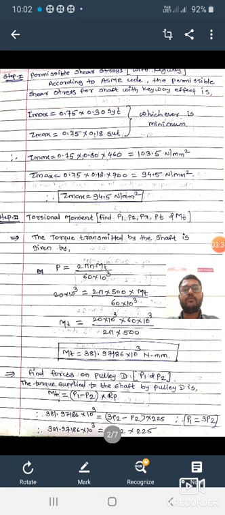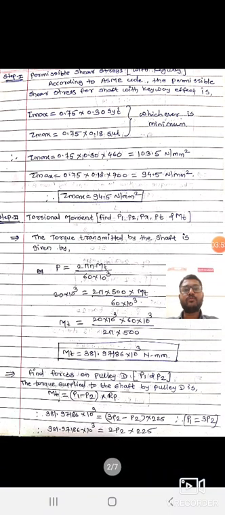Then let us solve for next. First step is to find out the permissible shear stress with keyway effect. According to ASME code, the permissible shear stress for shaft with keyway effect is tau max equal to 0.75 into 0.30 SYT or tau max equal to 0.75 into 0.18 SUT, whichever is minimum. So tau max, the minimum value, is here 94.5 Newton per mm square.